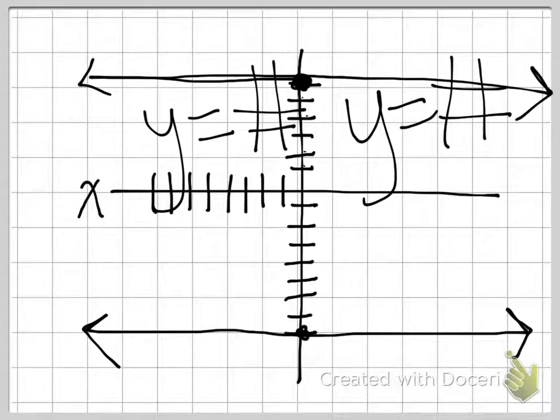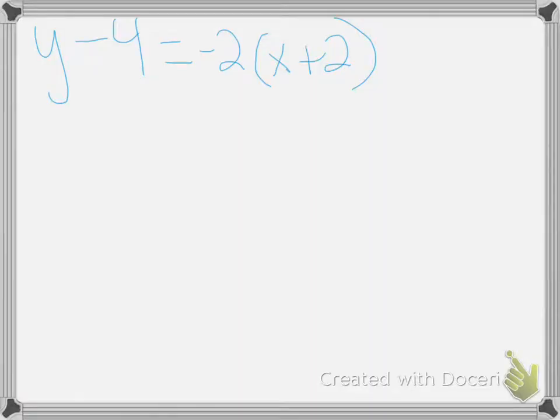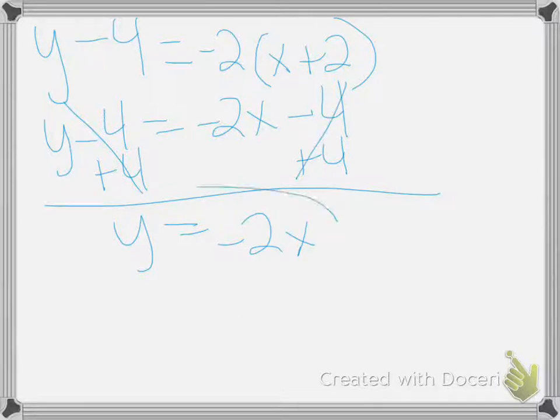Y minus... Okay, so we're going to use distributive property, and we'll get y minus 4 equals negative 2x minus 4. Then we're going to add 4 to both sides so we can get y by itself. So we get y equals negative 2x, and negative 4 plus 4 cancel out. So there we are. So now we have this as a line.